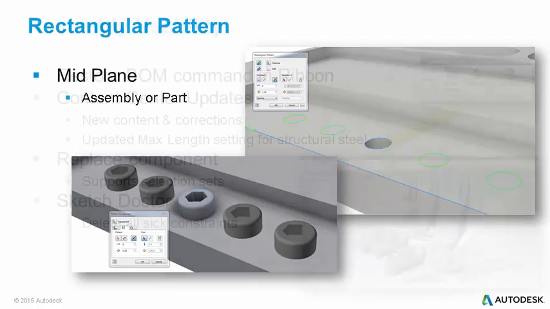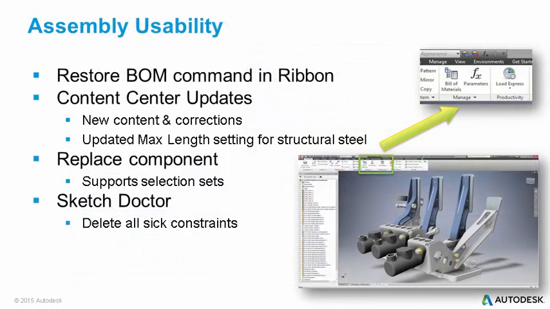components in the assembly. In 2016, there are also some assembly usability enhancements. The BOM command has been restored to the ribbon. Content Center updates have been created, adding new content and a few corrections, in addition to a new max length setting for structural steel components. The Replace Component command now supports selection sets for multiple components.